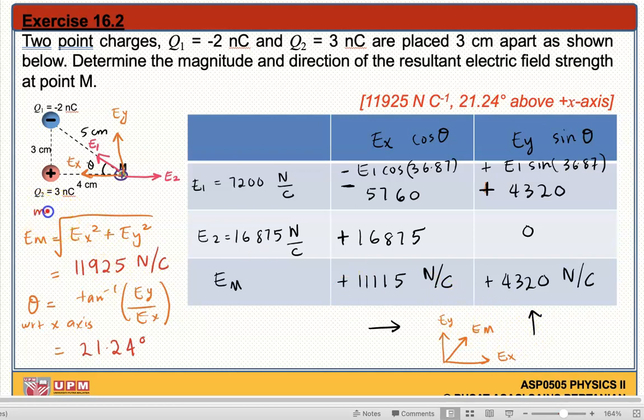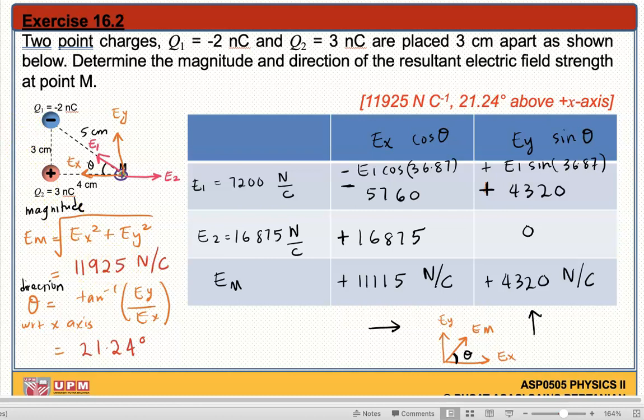So this gives me the magnitude. And the direction is given by the inverse tangent of EY over EX. This theta is with respect to the x-axis, so if I were to label EM's theta, it would be over here. So this is how we get the magnitude, which I'm sure you know already, and this is how we get the direction or the angle for our resultant electric field. I hope that helps.